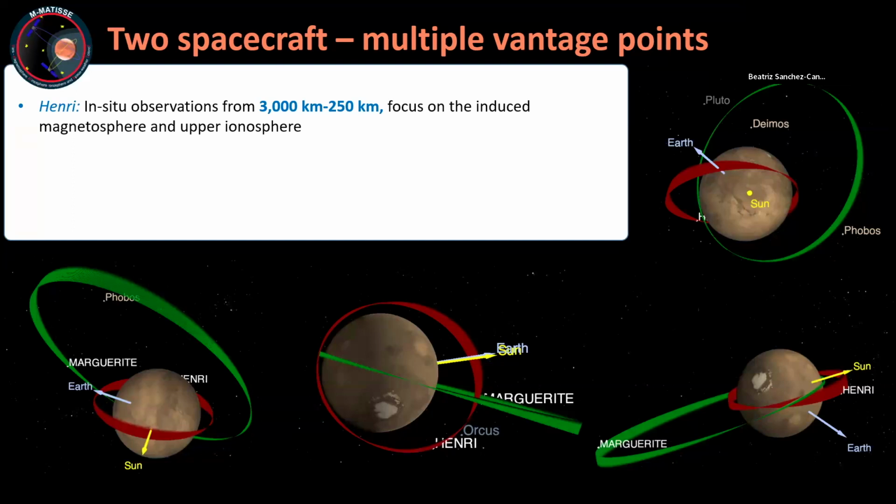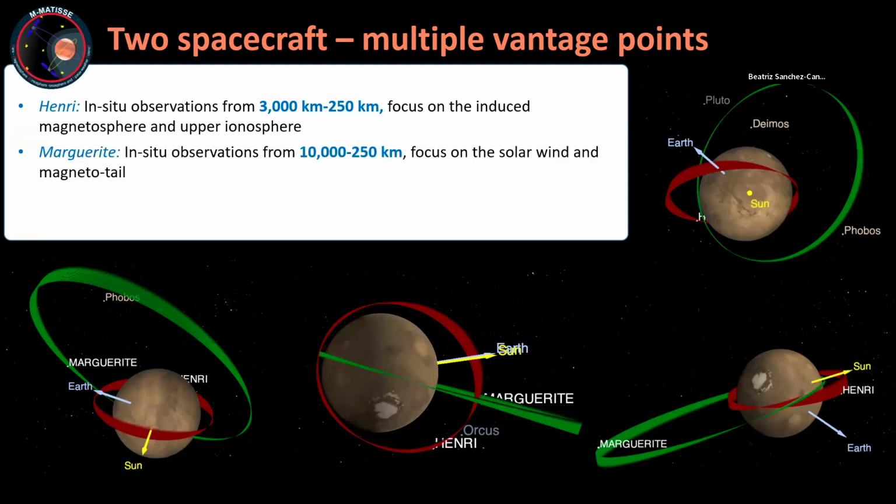But the nominal characteristics are: Henri is the magnetospheric orbiter, so it will have an apoapsis of 3,000 kilometers, which is on average where the bow shock is, and a periapsis of 250 kilometers, so in the ionosphere. Marguerite is the solar wind monitor, so it will have an apoapsis of 10,000 kilometers, and periapsis 250 in principle. And because of orbit evolution, it will actually go to the tail. So it will measure the deep tail of Mars, which has not been explored so far.